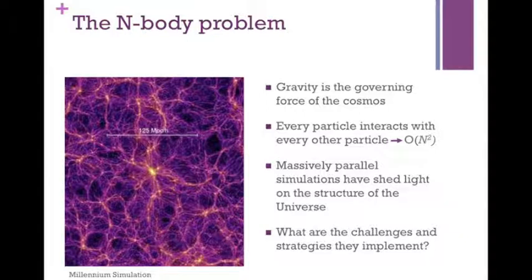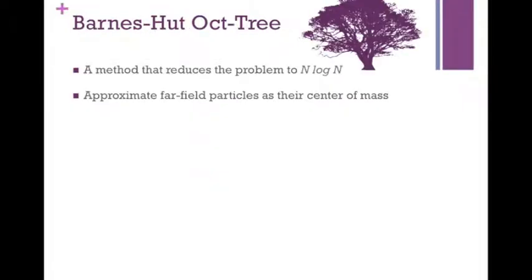How can we reduce the computational load? In 1986, Josh Barnes and Piet Hut created an algorithm that reduces the number of computations from order n squared to order n log n. The main idea is that force calculations don't need to be exact for particles that are far away from each other. We want to group far-field particles together and approximate them by their center of mass. To this end, a tree is used to represent a hierarchical subdivision of space.